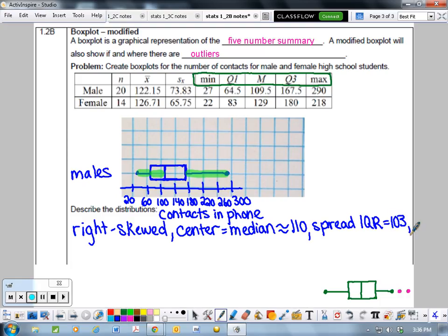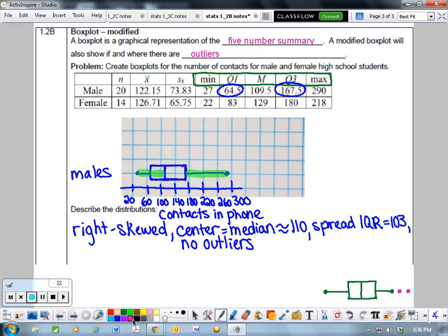And then we'd check for outliers. Now, I told you there were no outliers because I went ahead and checked in advance. But we've already talked about how to check for outliers. We do 1.5 times our IQR, and we subtract it from our first quartile to find our lower bound, and we add that 1.5 IQR to our third quartile to find our upper bound. If we have any values outside of that, that would be considered an outlier.